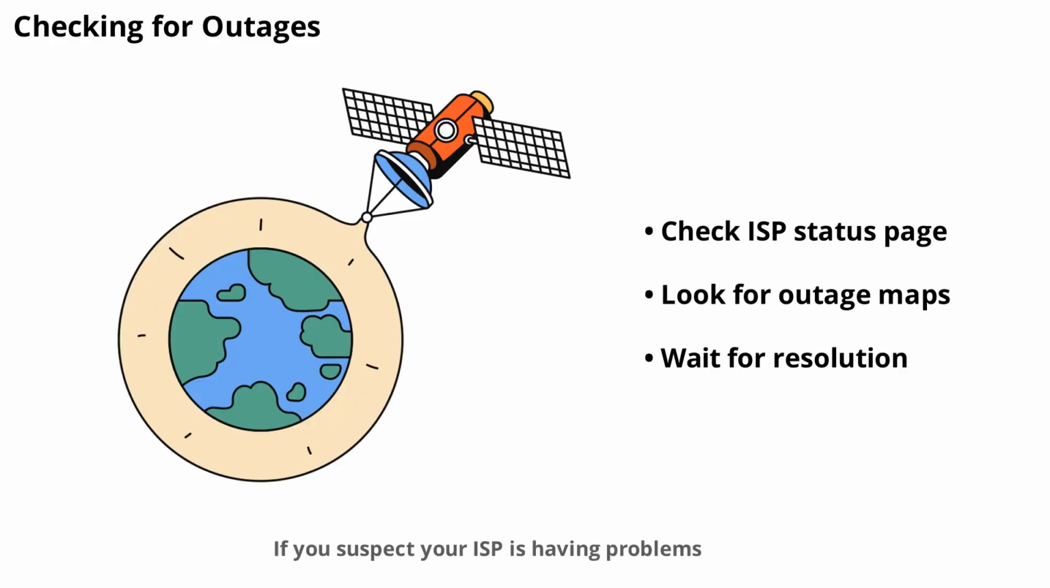If you suspect your ISP is having problems, there are a few ways to check. Many providers have outage maps or status pages on their websites. You can also search social media for reports from other users in your area. If an outage is confirmed, there's not much you can do except wait for the provider to resolve the issue.